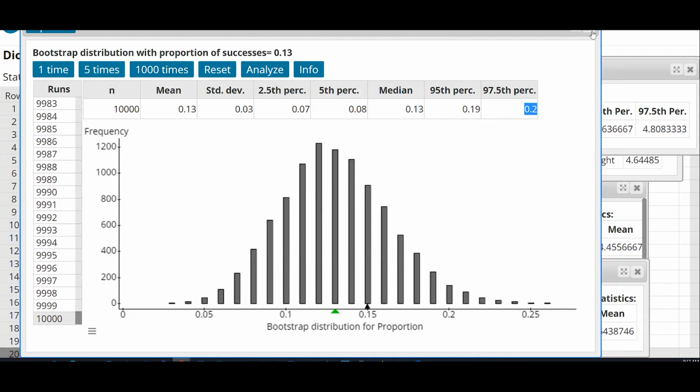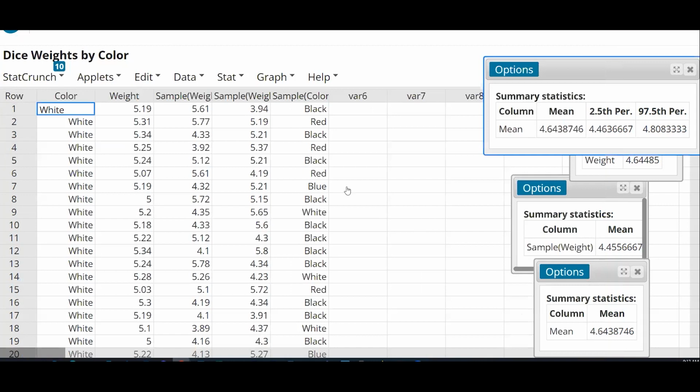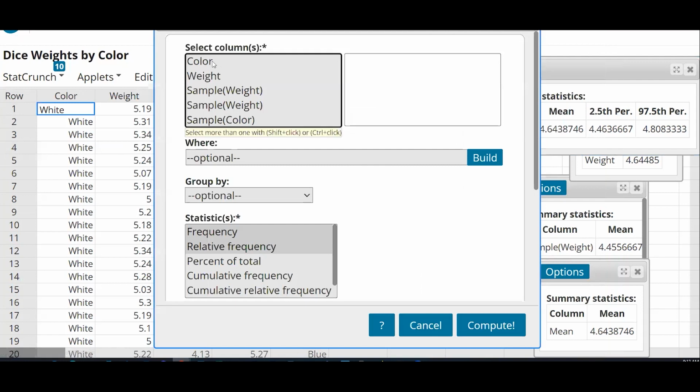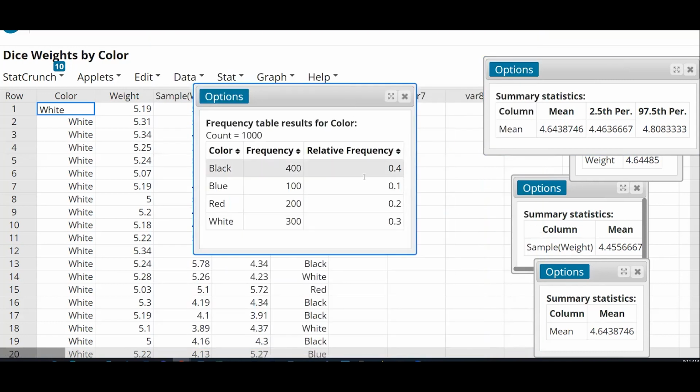Now let's check and see how good that estimate is. Let's find the population proportion of red dots. So I'm just going to make a frequency table for the population of colors. And I see that there's actually 20% of my population is red, and that was included in my confidence interval. So the confidence interval did a good job of capturing that population proportion, but it was on the edge, right? So if we'd have made a 90% confidence interval, then it wouldn't have worked.